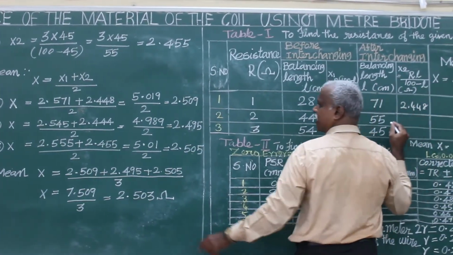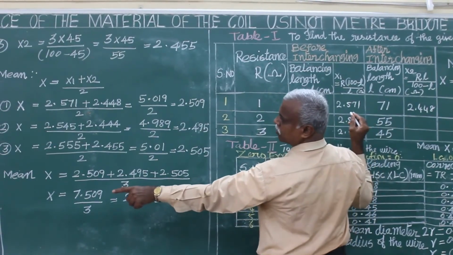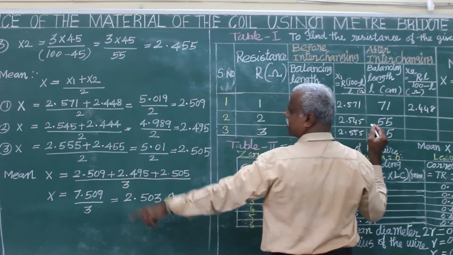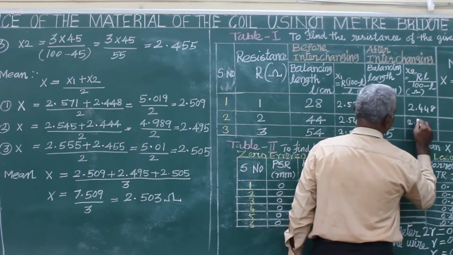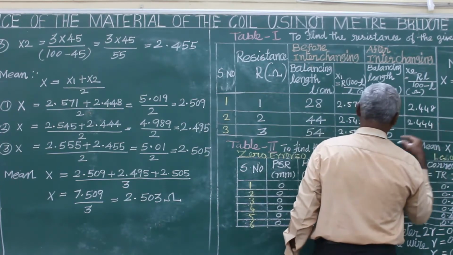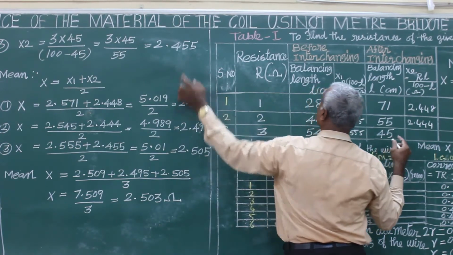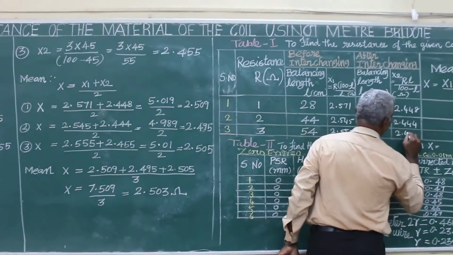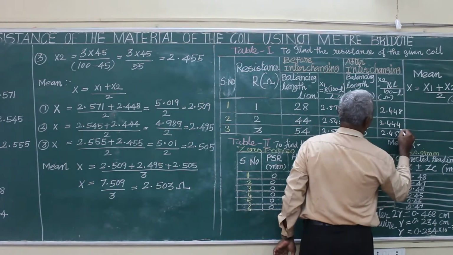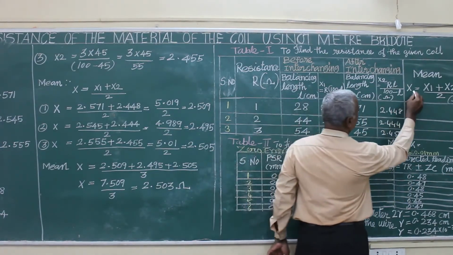The same way for the second, 2 ohms, you are getting the value 2.444. For 3 ohms, you are getting the value 2.455. Now, you can find out the mean value.